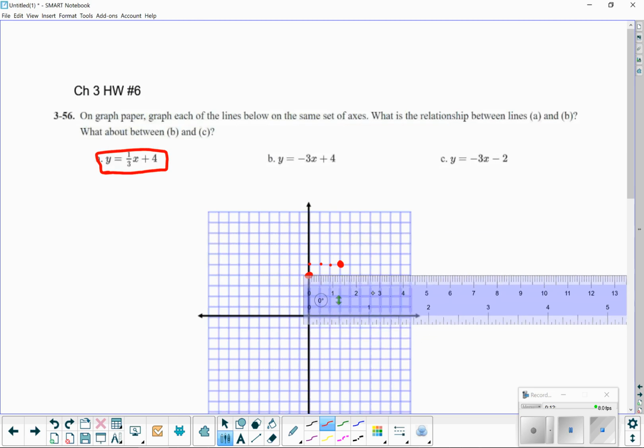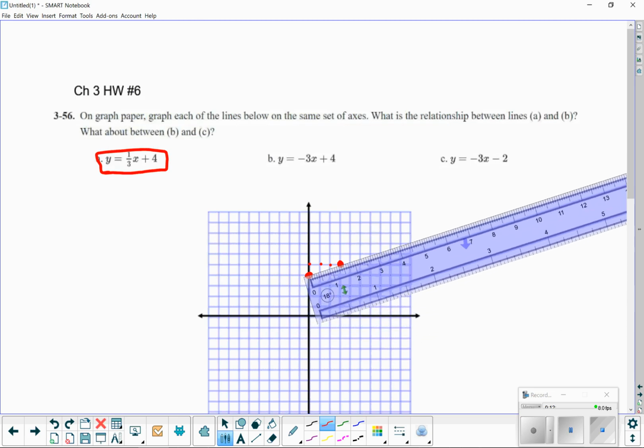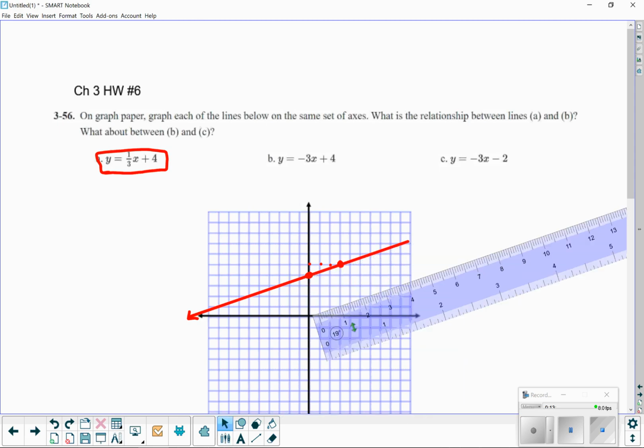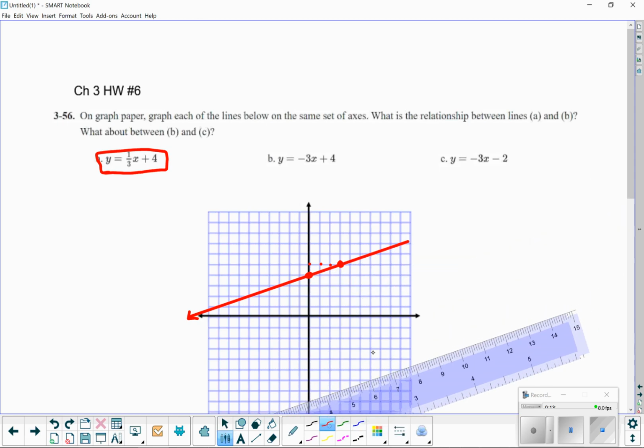Then I'm going to go ahead and use a ruler if you can. Use a ruler if you cannot, it's okay. And you're going to go ahead and draw your line. Make sure you draw arrows at the end of that. So that's my line A. I'll put A right there. Okay, line B, I'll put that in green.